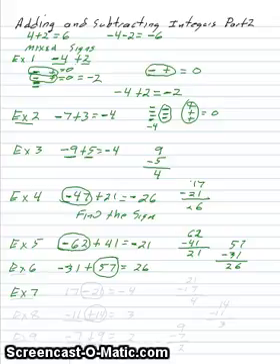Example 7. 17 minus 21. 17 is positive. We're taking away 21. 21 minus 17 is 4. We're taking away more than what we started with, so our final answer is negative.